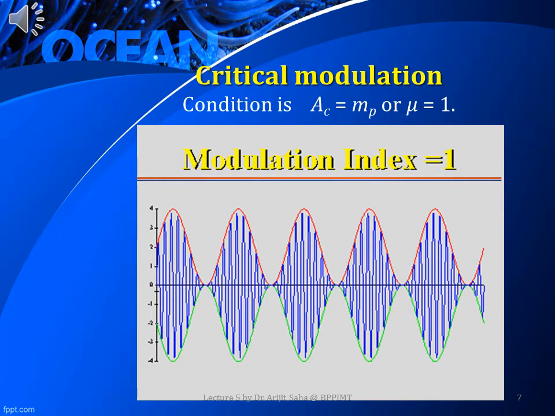Different types of modulations are now shown. For critical modulation, what is the condition? The condition is that A_c equals m_p, or μ equals 1. So the waveform is shown over here.